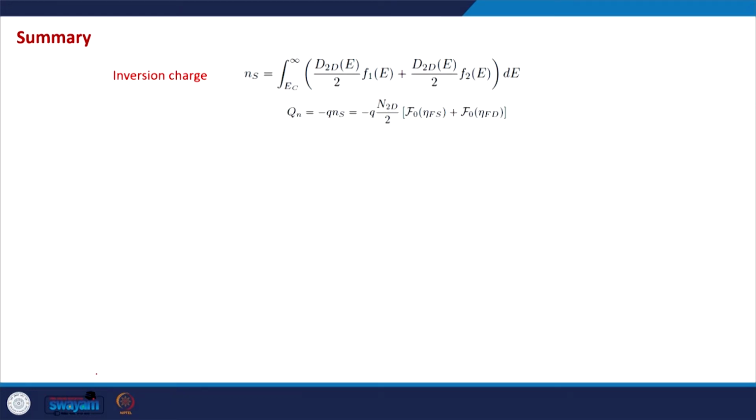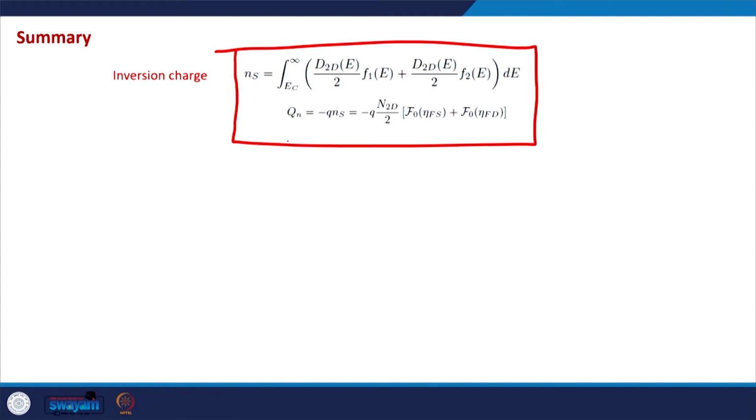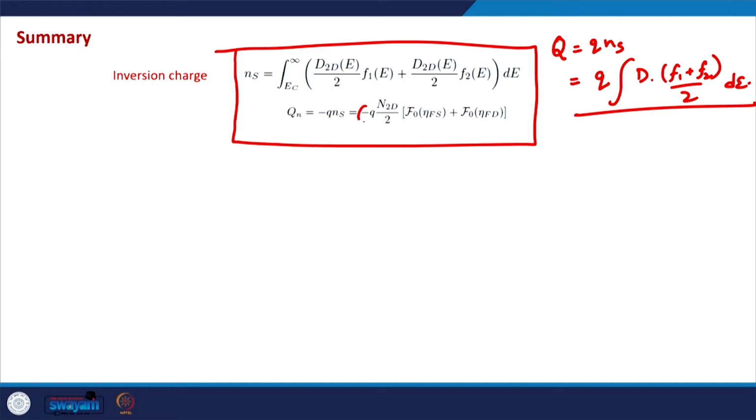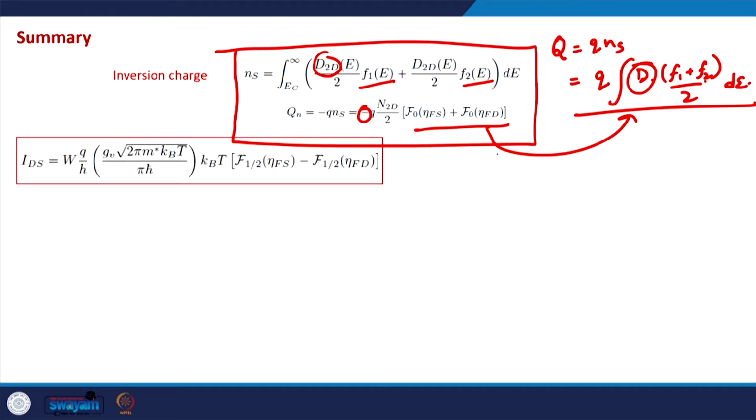What we have seen is that in steady state in a ballistic MOSFET, the charge in the channel, which is the inversion charge, is given by this expression, and this comes from the Landauer transport model. This is actually another form of this expression, which is q times the integral of D times (F1 plus F2)/2 dE, where this negative sign is there because the charge involved is electrons, and D is the density of states, which is represented by D2D here. F1 is F1(E), F2 is F2(E). So the inversion charge can be calculated from this simple expression, and the current can be calculated, if you recall, from this expression for a ballistic MOSFET.